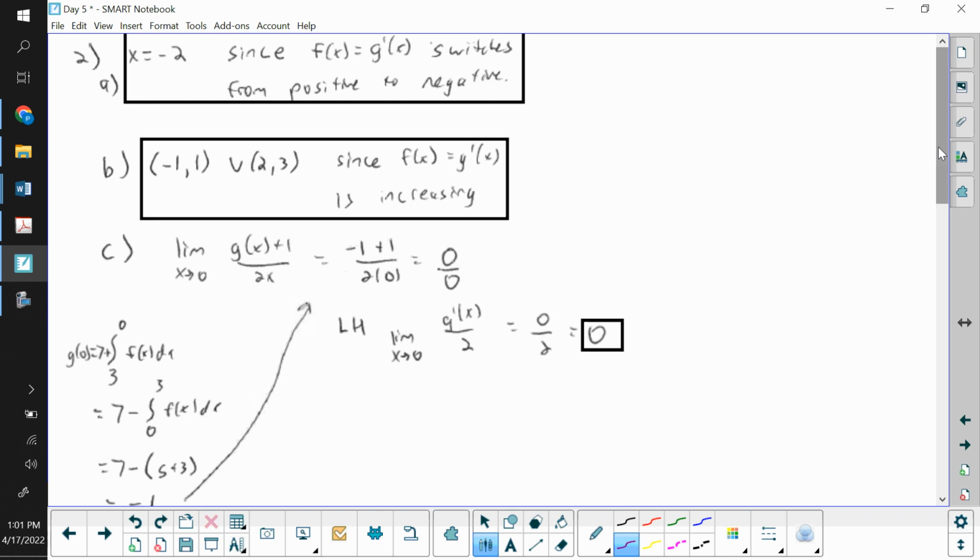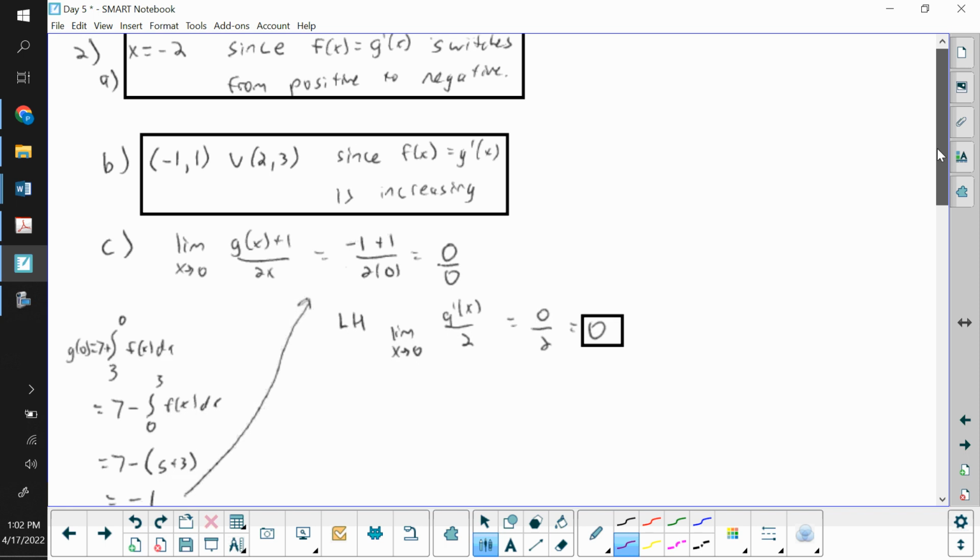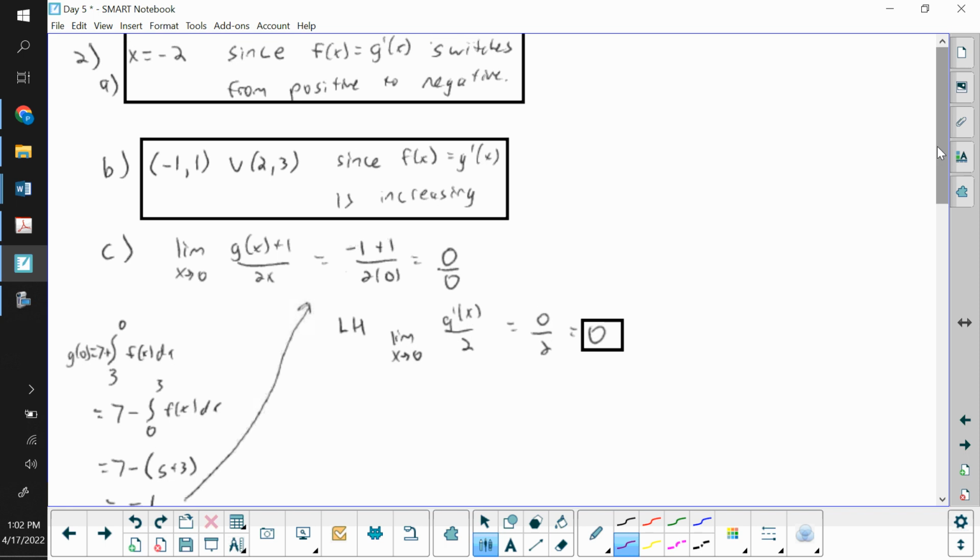So in our graph in number 2, we're looking where f of x, which is our derivative, switches from positive to negative, and that's where we'd have a relative max. So that's why you have x is -2. To be concave up, we want f's graph to be increasing, because that would mean that g double prime would be positive. So we have those intervals there of -1 to 1 and 2 to 3.